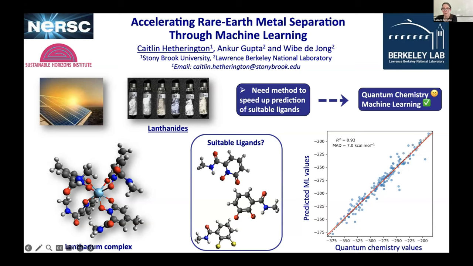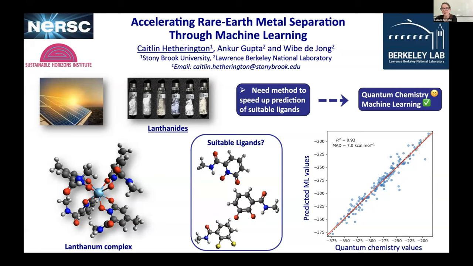And as for the results, as you can see on this graph here, we were able to achieve a good correlation between the ground truth, which is just our quantum chemistry calculations that we ran with the most accurate method, and our predicted machine learning values. And you can see that this graph shows the test set's results.